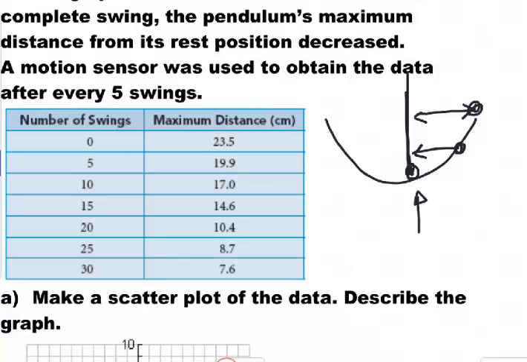Now, for every 5 swings, we have measured the distance from the rest position. At the beginning, which is here, it is 23.5. After 5 swings it is 19.9, and so forth, until the 30th swing. The first part of the question says, make a scatter plot of data, describe the graph.